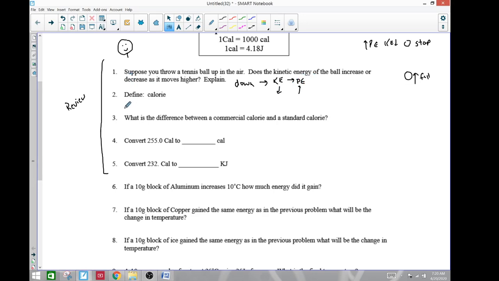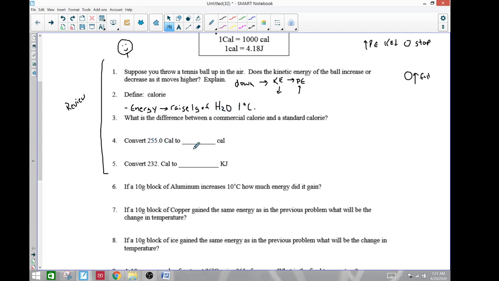Okay, what is a calorie? It is energy needed to raise 1 gram of H2O 1 degree Celsius. So raise 1 gram of water 1 degree Celsius.